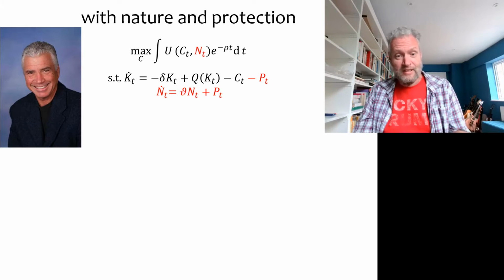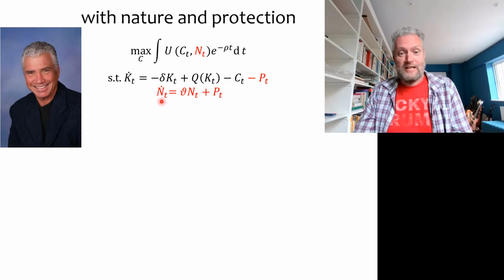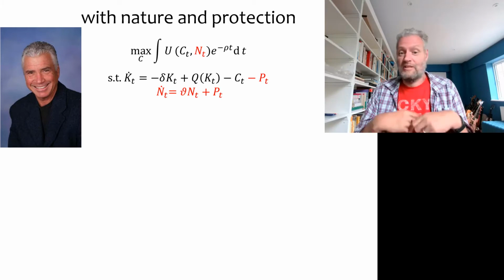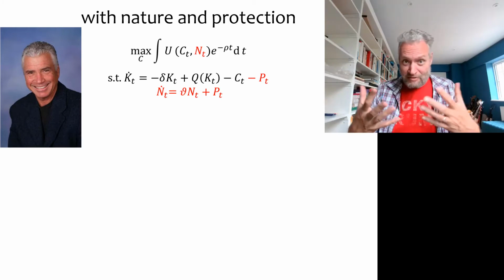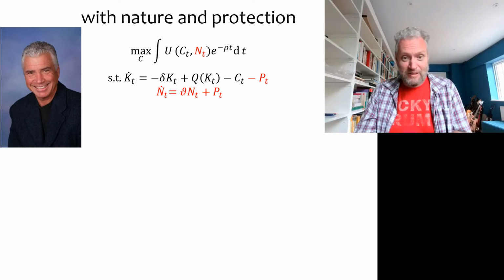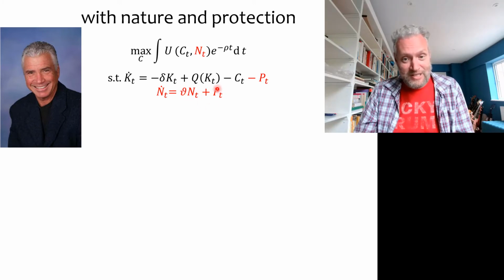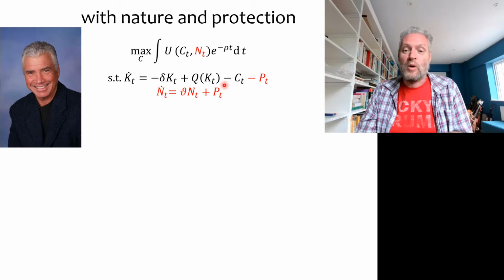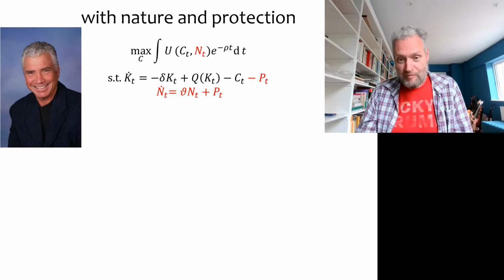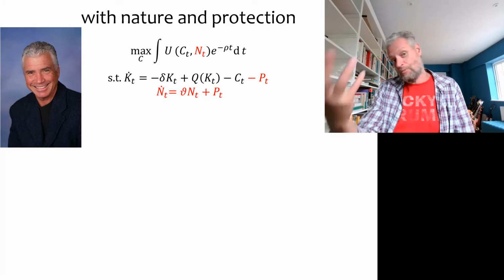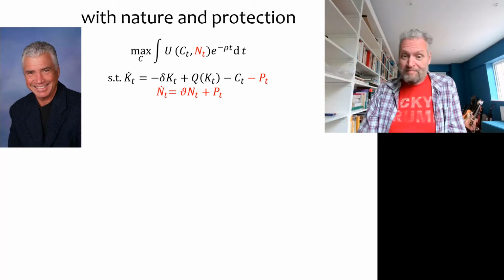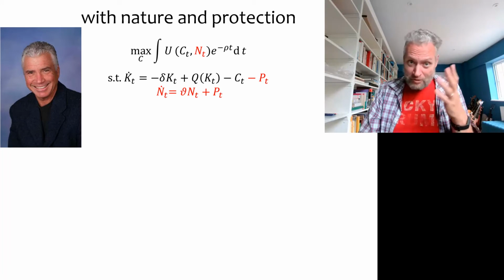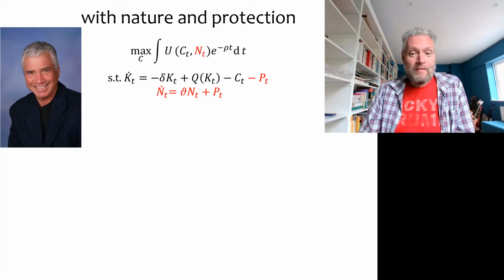We have a second constraint, namely that the change in the natural environment depends on the natural processes that are there. It may be that the environment is bouncing back, it may be that it's shrinking, depending on the size of your theta. But we can make nature better by investing P. So the theta is just what is going on in nature, has nothing to do with us, but the P is what we do, and the P can of course be positive as well as negative, right? It can also be extracting things from nature, as if you're mining for coal or whatever, right?